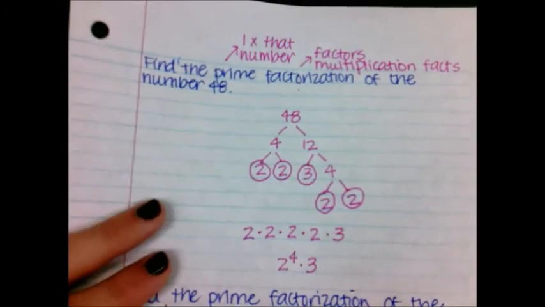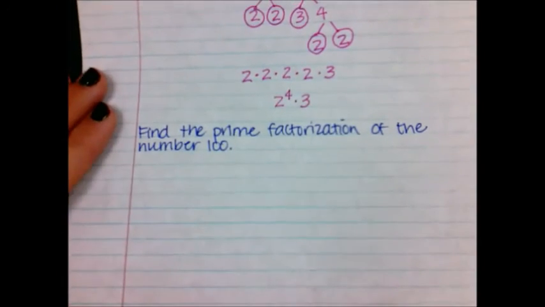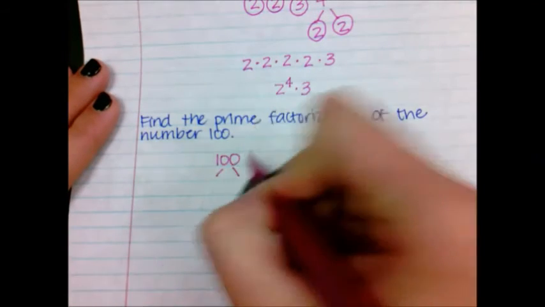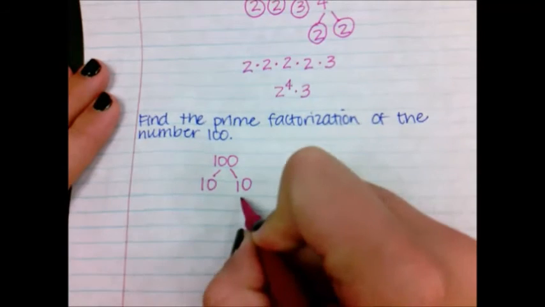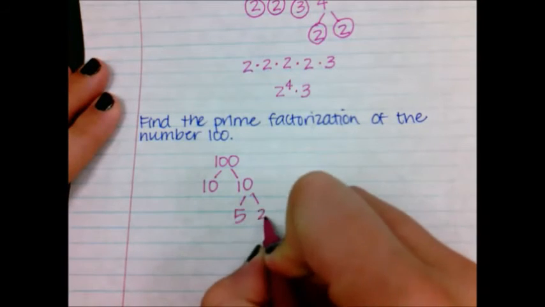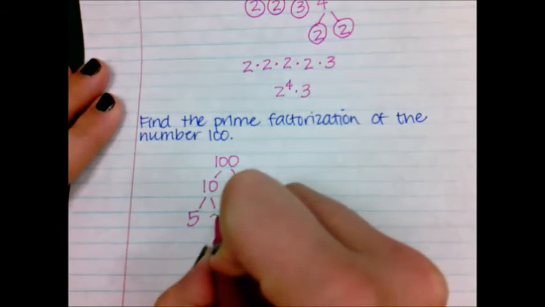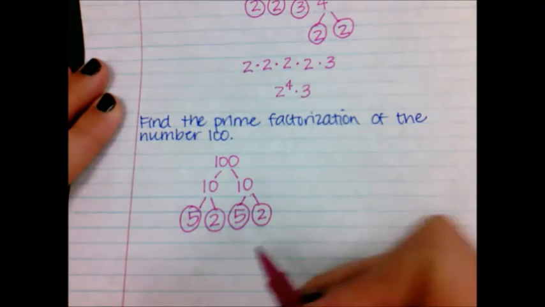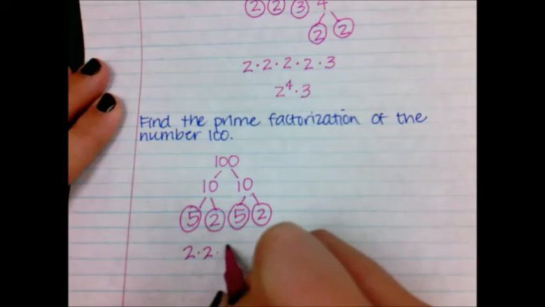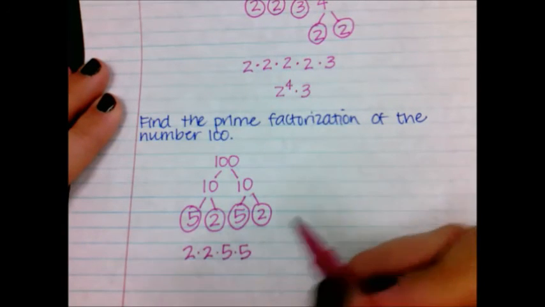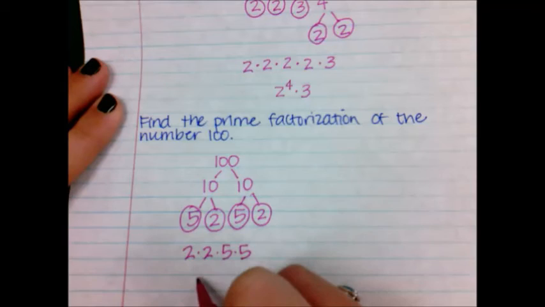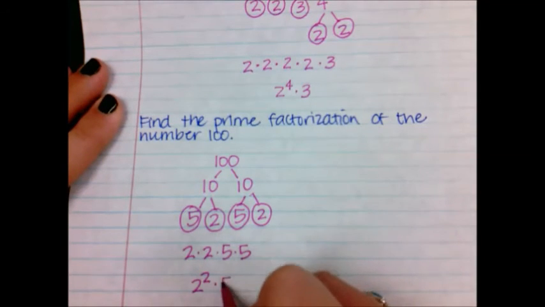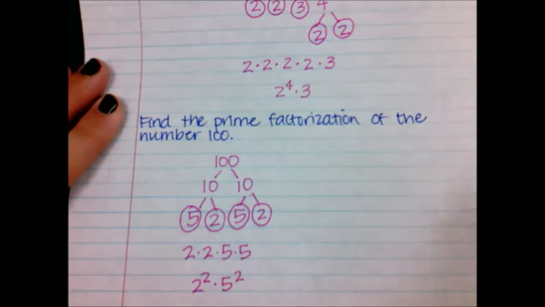We'll go ahead and do another example. Find the prime factorization of the number 100. I'll do 10 times 10, 5 times 2, 5 times 2. All of those numbers are prime. That means 2 times 2 times 5 times 5. And then I'll simplify. 2 2's, so 2 squared, times 2 5's, so 5 squared.